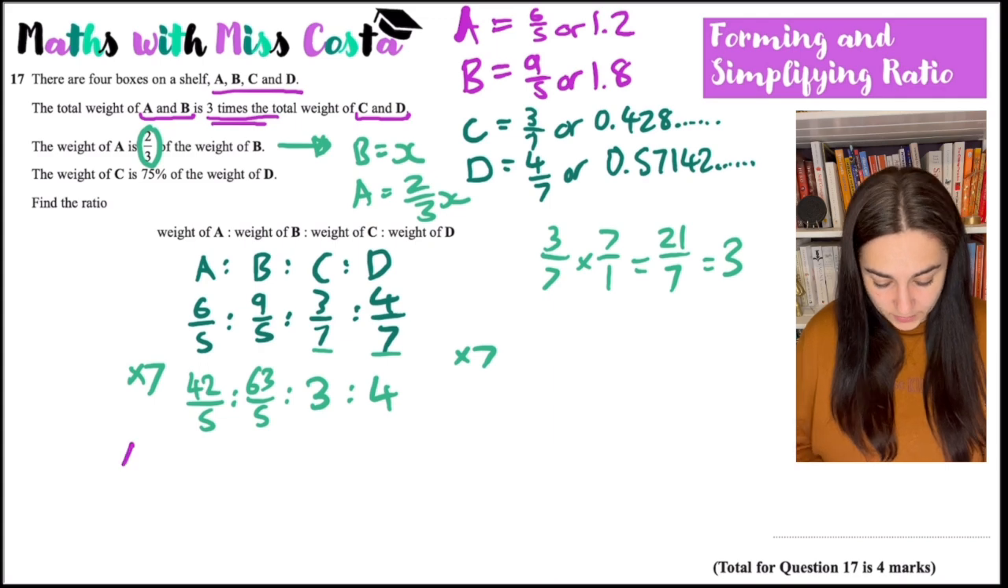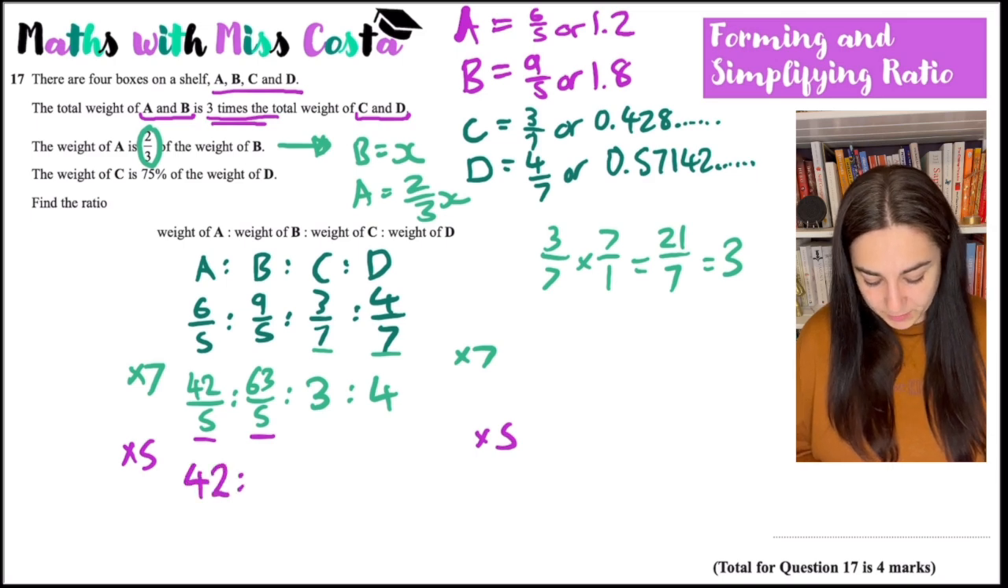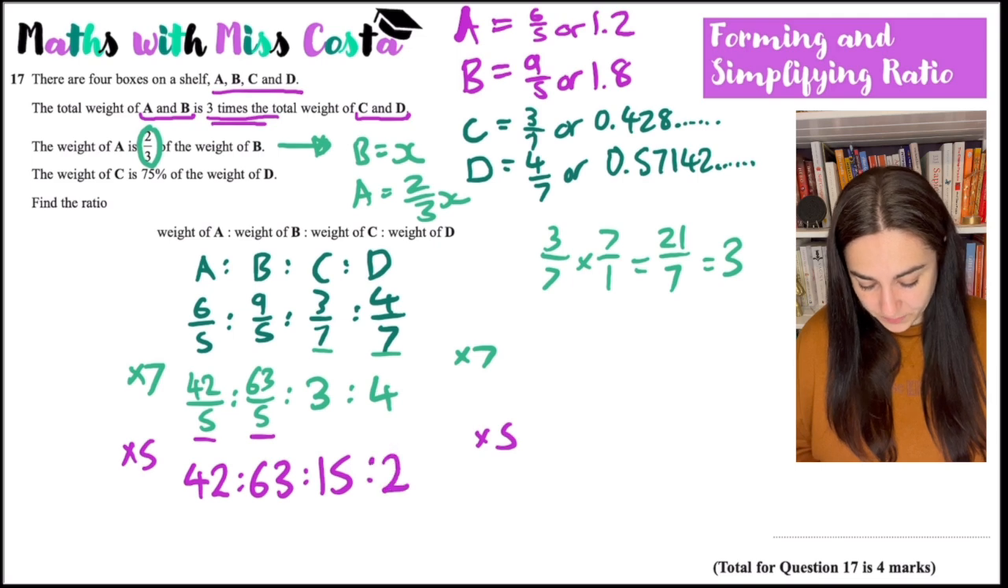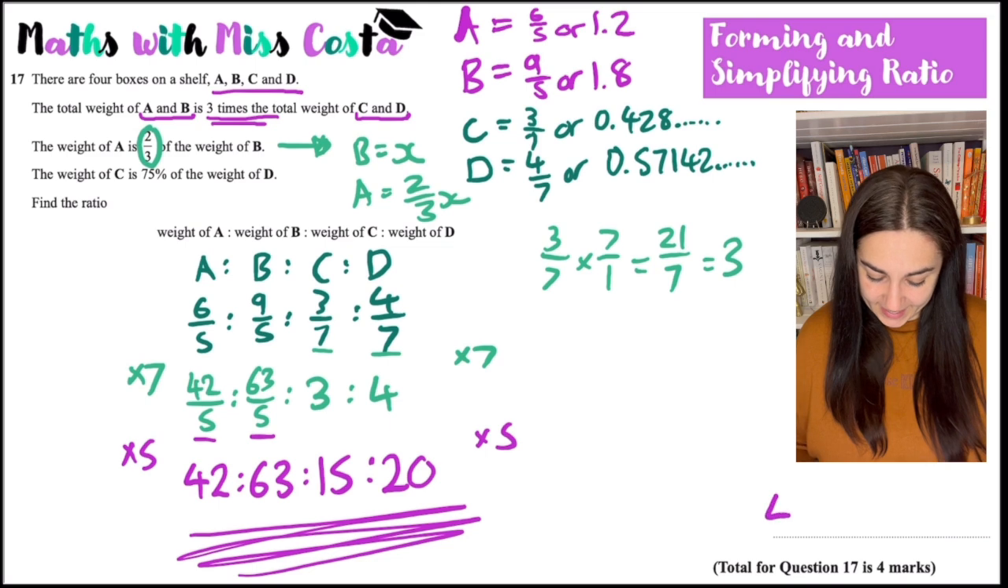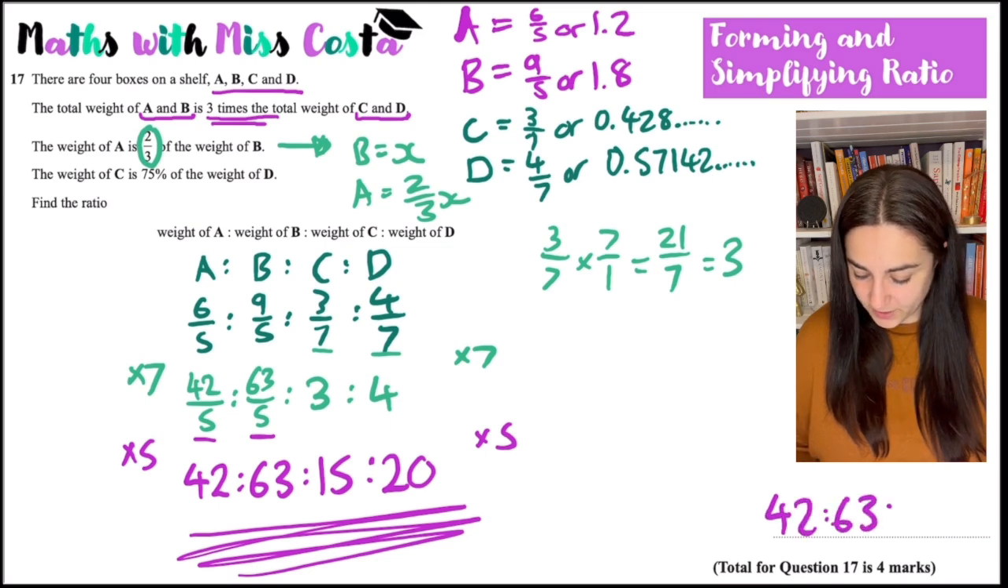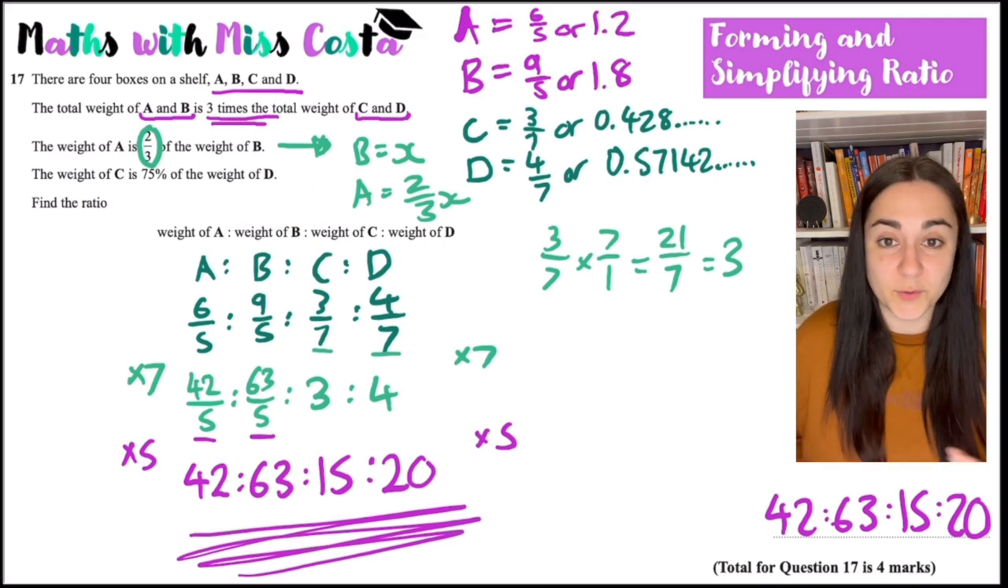Then what can I do? Well, I can multiply the whole equation by 5, because both of these parts have a denominator of 5. So that would be 42 to 63. 3 times 5 is 15, and 4 times 5 is 20. So that is how you would find the ratio. Now, there are so many different ways that you can do this question. This is just one of the ways. If you still ended up with this ratio, then I'm sure that you'll be fine.